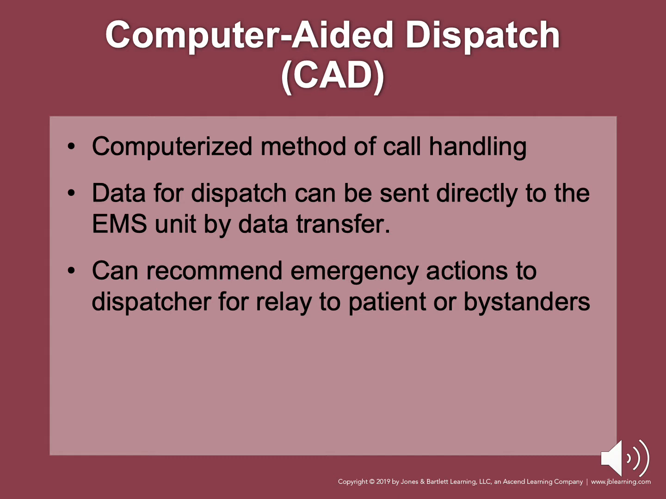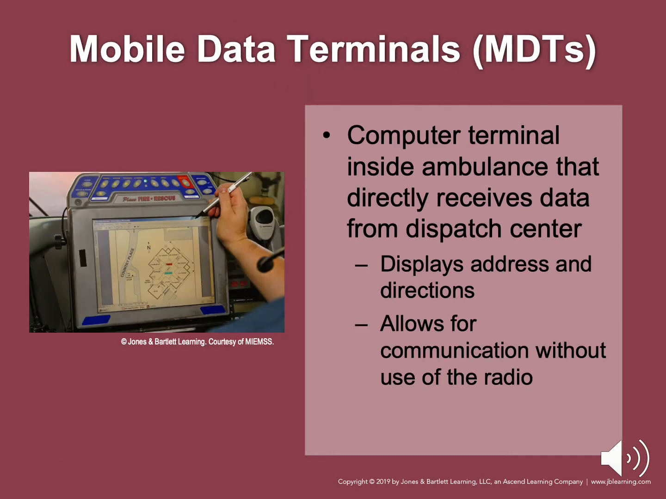Mobile data terminals are computer terminals inside the ambulance that directly receive data from the dispatch center, display the address, and in some instances bring up a map and allow you to follow directions to the scene. Also allows for communication without the use of a radio. So, you may be able to type in a message and it goes to all kinds of different MDTs inside of a unit. And y'all can all communicate that way without having to tie up the radio itself.